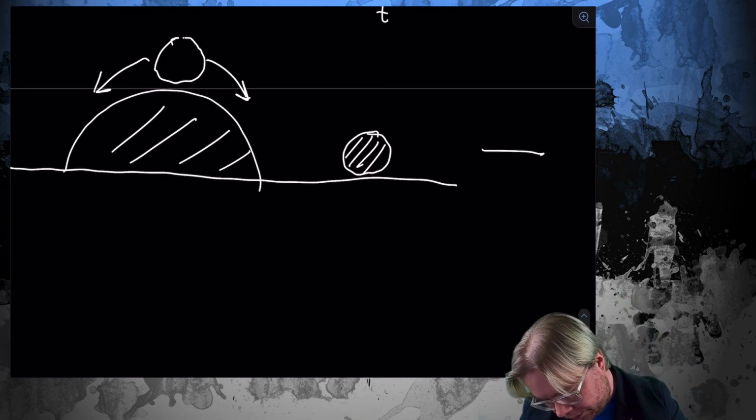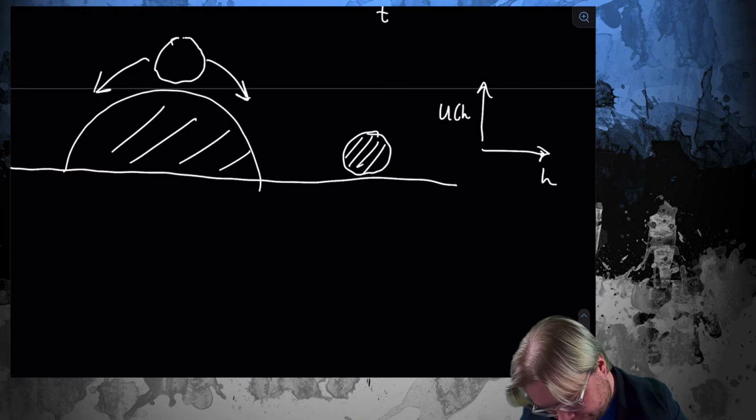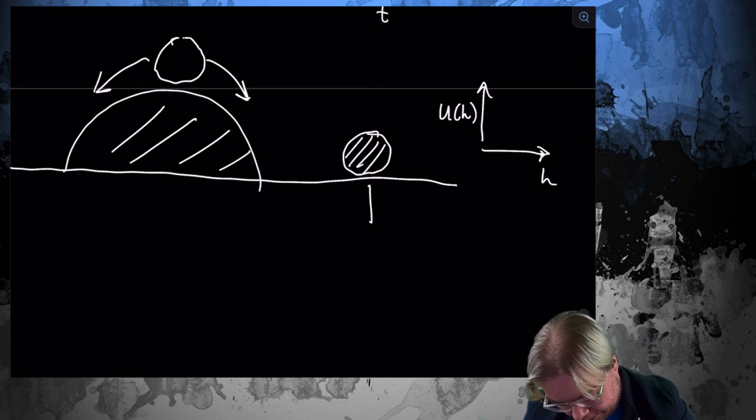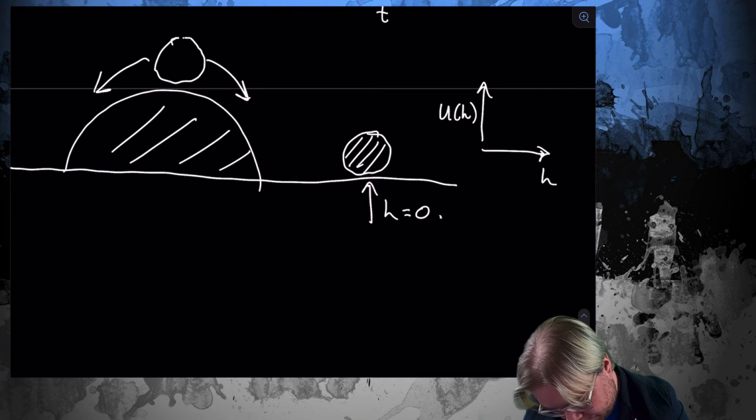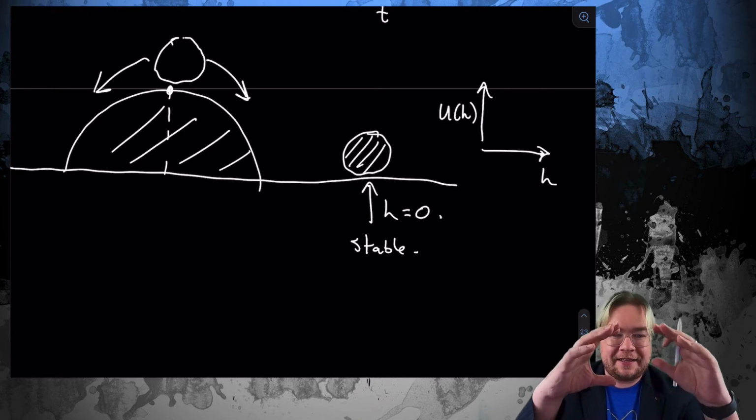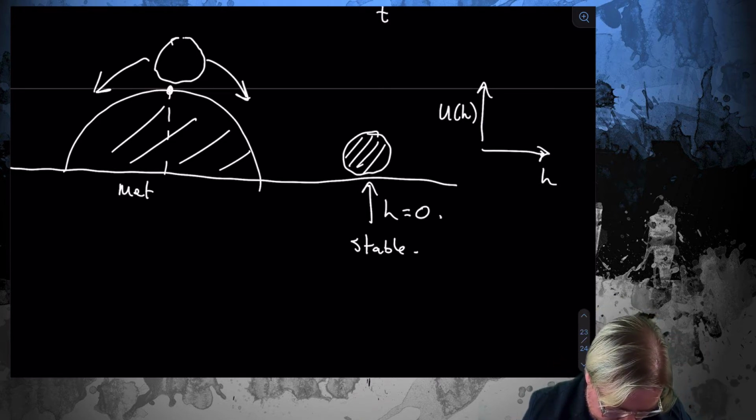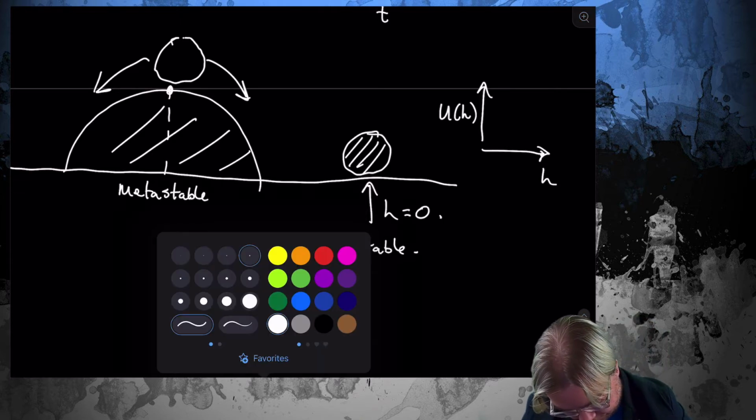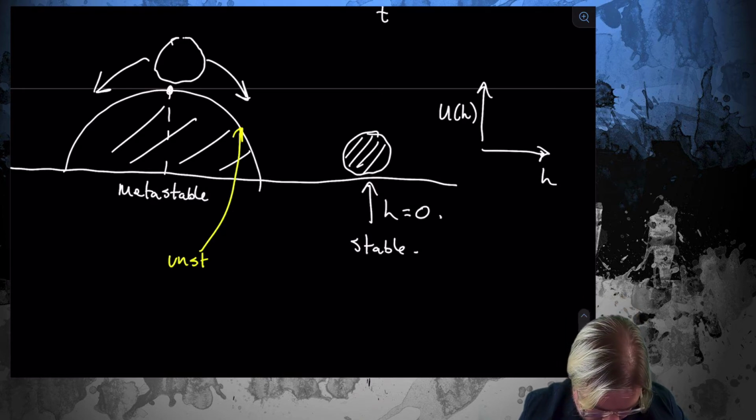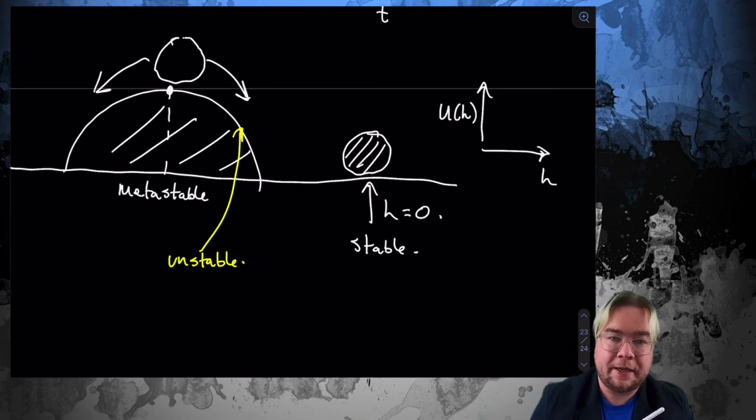So you could make a similar argument here. I won't do it in any detail, but you could plot the potential energy of the ball as a function of h, and then you would see that when h equals 0, that would be stable. At the very, very top of the hill, if you get everything exactly centered, this would be metastable. And anywhere else, such as on the side of the hill, would be unstable.